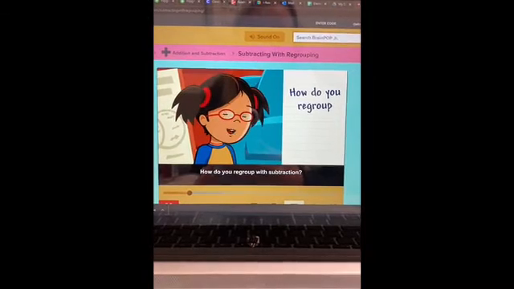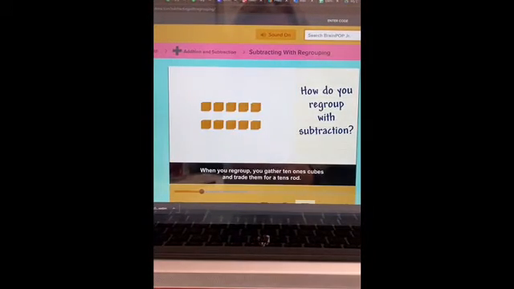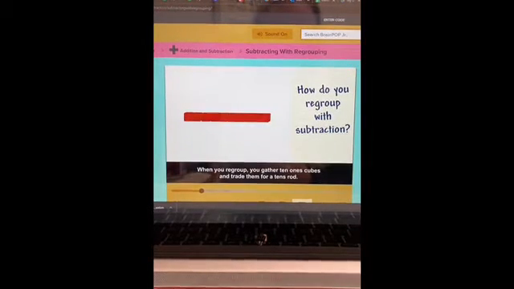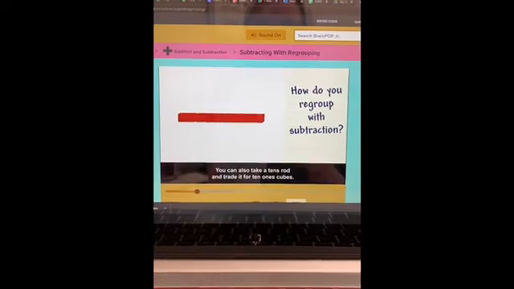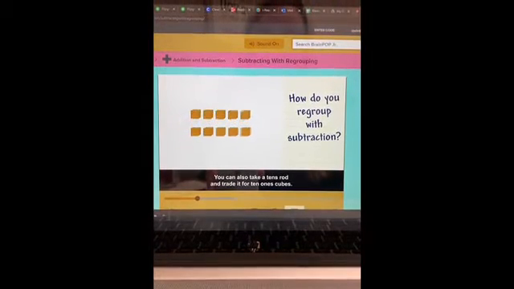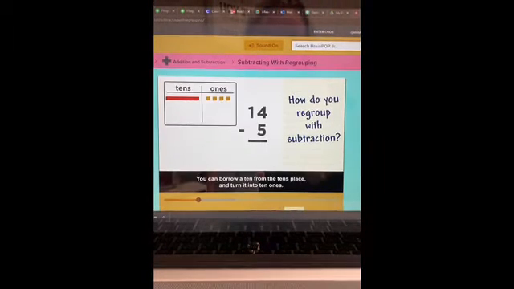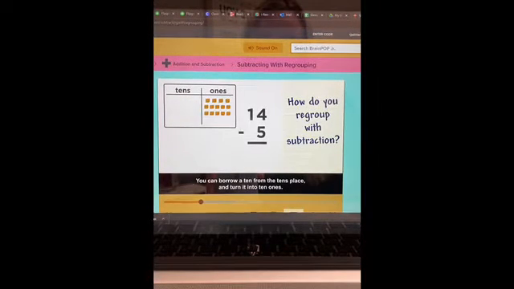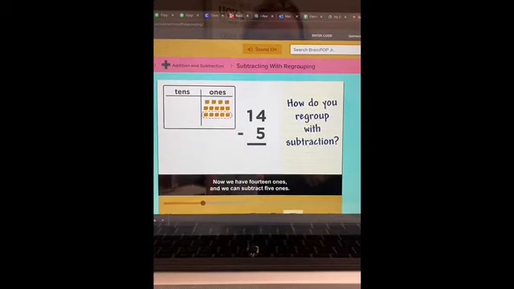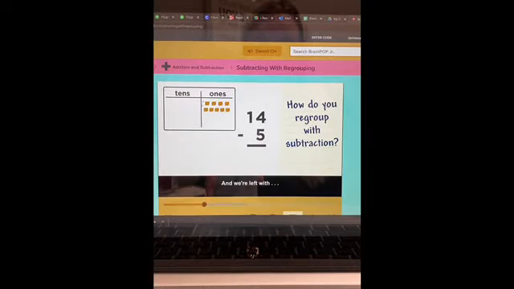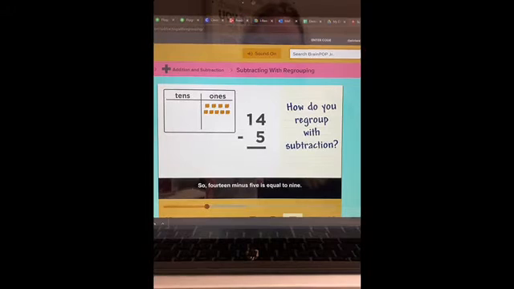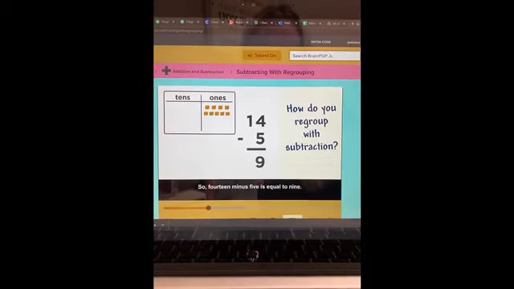How do you regroup with subtraction? When you regroup, you gather 10 ones cubes and trade them for a tens rod. You can also take a tens rod and trade it for 10 ones cubes. You can borrow a 10 from the tens place and turn it into 10 ones. Now we have 14 ones and we can subtract 5 ones. And we're left with 9 ones. So 14 minus 5 is equal to 9.